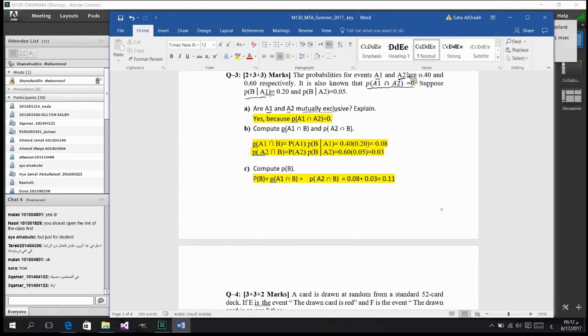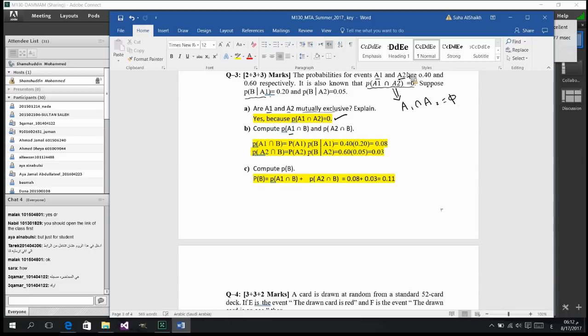Of course they are mutually exclusive, because the probability of the intersection is 0. That means A1 intersect A2 is phi, which means they are mutually exclusive. If you said the intersection is phi, or you said it because the probability is 0, all of them are correct and you get the mark of the question.